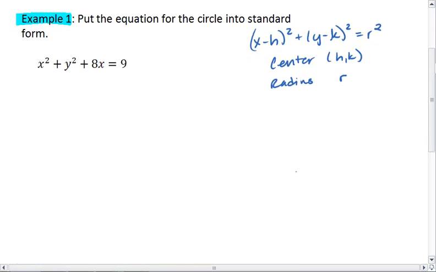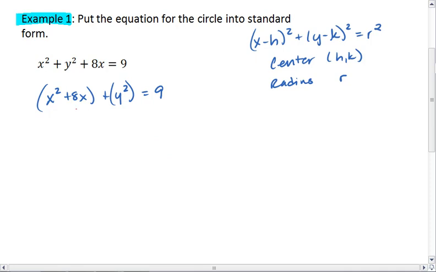In example 1, we are given x squared plus y squared plus 8x equals 9. The first step you want to do in general is to group the terms with the same variable together. So group our x's together, and then group our y's together, and everything else we'll put on the right hand side. Notice our y's are fine, because y squared is the same as (y minus 0) squared. So there's nothing that we need to do there.